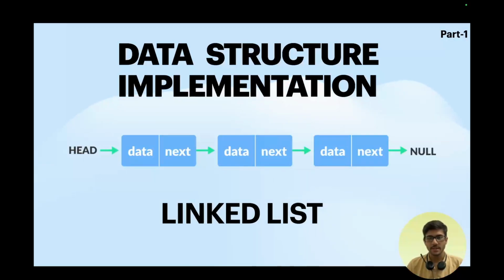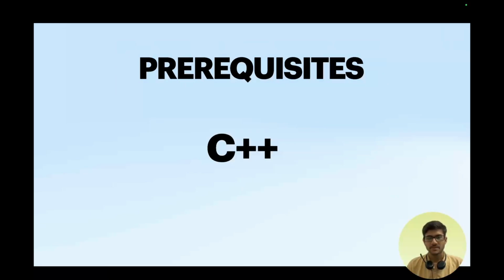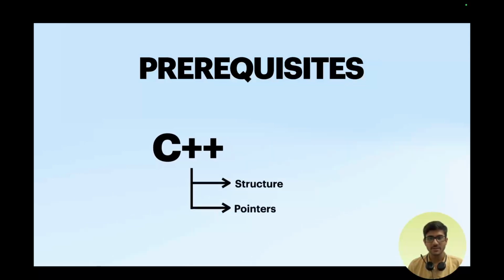Today, I will be talking about linked list and we'll be implementing linked list. So the linked list that we'll be implementing is a single linked list, or a singly linked list, as you can see in the image. Let's move to the prerequisites. So the prerequisite for learning and following along is C++. You should have a basic understanding of how C++ works, the basic syntax, that is all. Two important things which we will be using in implementing linked list are structure and pointers.